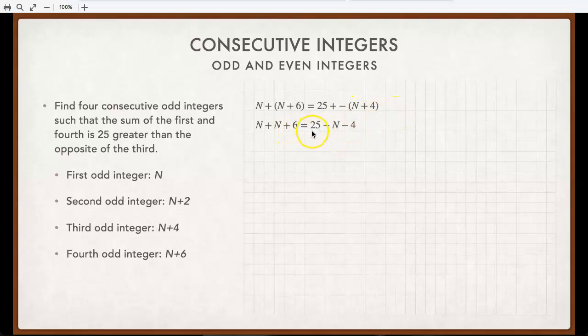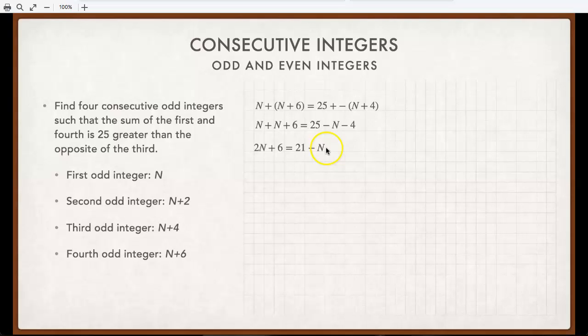So on the right, we have 25 minus n minus 4 because that negative from opposite of the third got distributed to both of the terms in there. Combine like terms, we get 2n plus 6 on the left, and 21 minus n on the right.